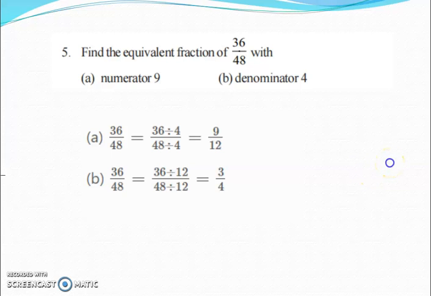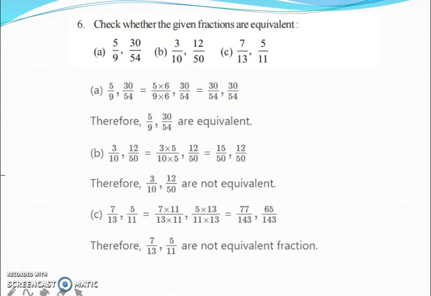Okay, move to the sixth question. Check whether the given fractions are equivalent. So 5 upon 9, 30 upon 54. Look here, 5 sixes are 30, 9 sixes are 54. So these are equivalent. Okay, next 3 upon 10, 12 upon 15.